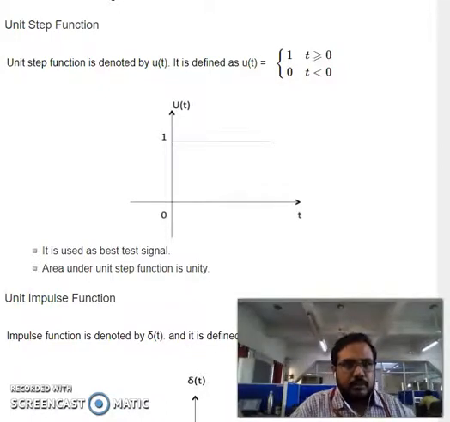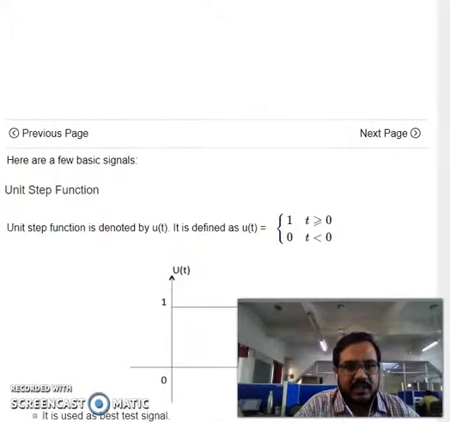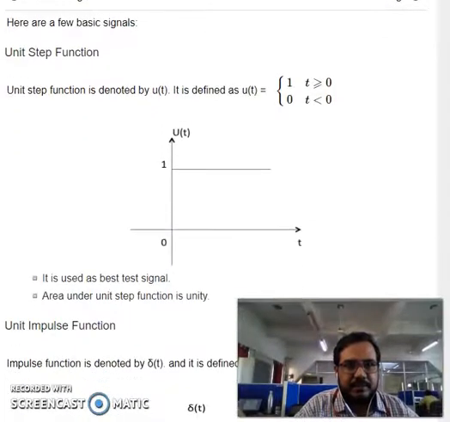Now we are going to take the basic topic in signals and systems. The basic topic is to discuss the basic signal types. There are basic signals like unit step signal, unit impulse signal, unit ramp signal, and so on. Now we will cover all these signals one by one. So let us now begin with the unit step function.